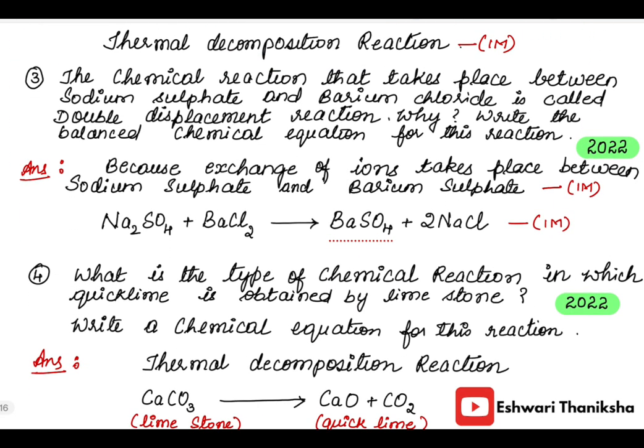Next, the chemical reaction that takes place between sodium sulfate and barium chloride is called a double displacement reaction. Why? Write the balanced chemical equation for this. Because exchange of ions takes place. See here, sodium combines with chlorine and forms sodium chloride, whereas barium combines with sulfate and forms barium sulfate. So that is why it is called a double displacement reaction.